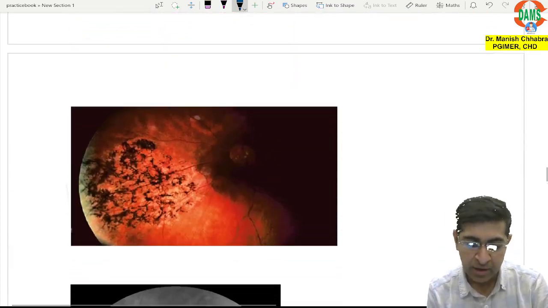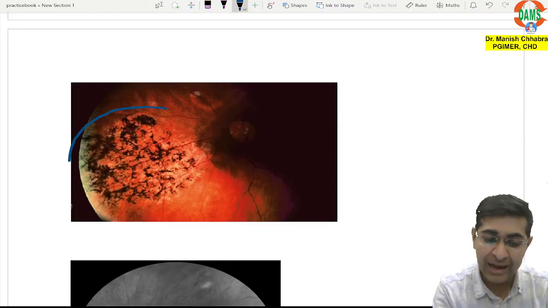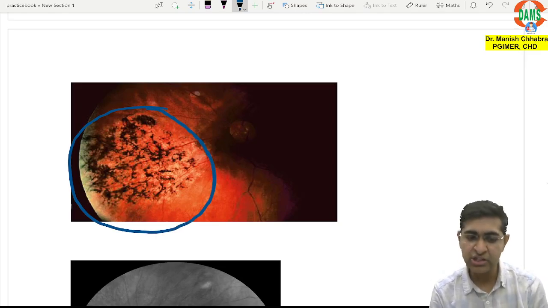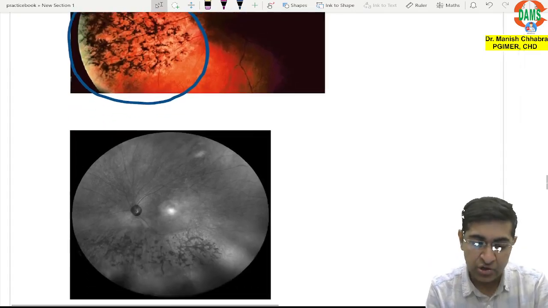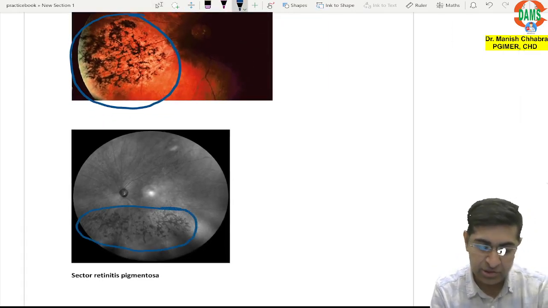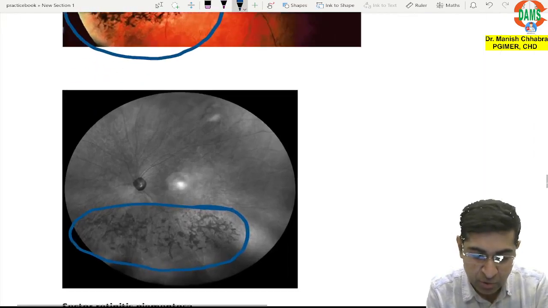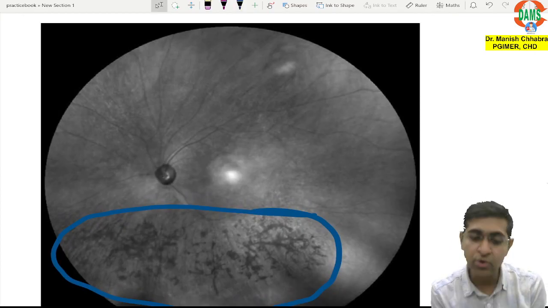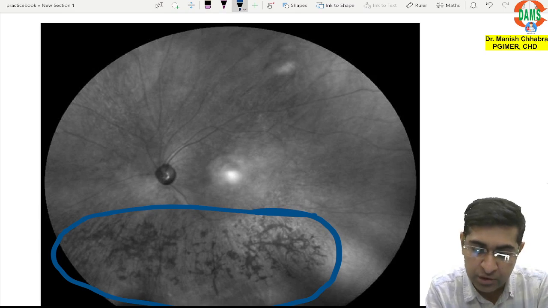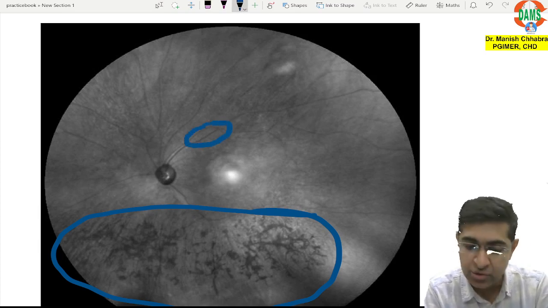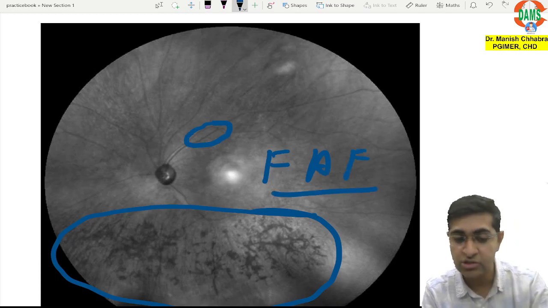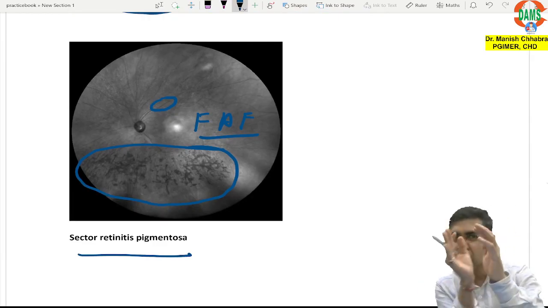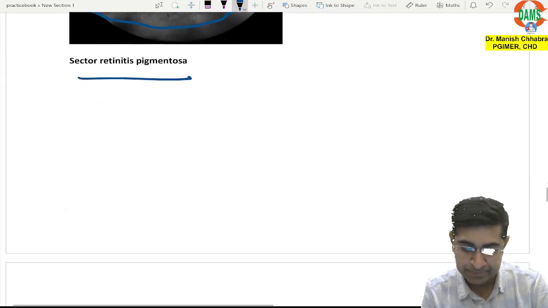Now, can you appreciate that there is not entire involvement of the mid periphery of the retina? It is just one sector. So what will you call it? This is another image, and you will call it sector retinitis pigmentosa. Can you appreciate the image and let me know whether this is fundus fluorescein angiography or autofluorescence? Always check the blood vessels. Blood vessels are black in color, so this is fundus autofluorescence, not fundus fluorescein angiography. This is sector retinitis pigmentosa because of the involvement of one sector of the retina.